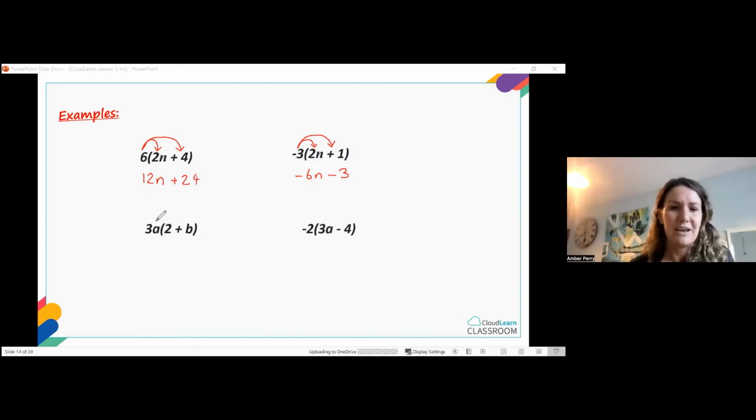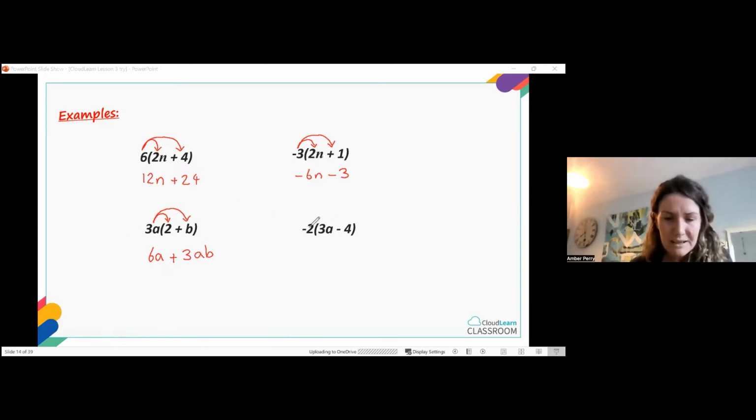Sometimes we will have a variable outside the bracket as well, and that still needs to be multiplied in. So we've got 3a times 2. So that's 6a. And we're going to multiply that by the second part of the bracket there: 3a times plus b, that's plus 3ab, multiplying these two variables together gives us ab there, okay?